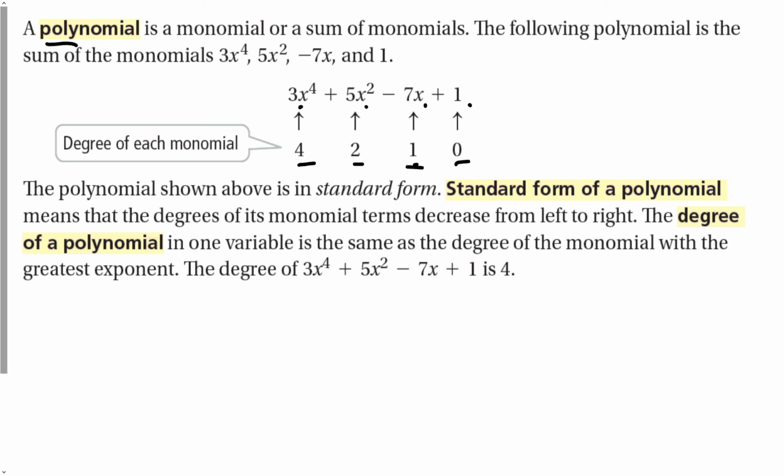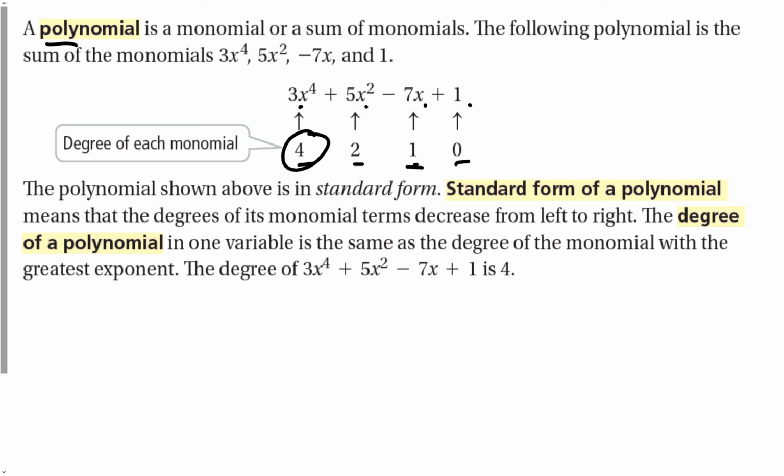The degree of a polynomial in one variable, and that's pretty much what we're going to focus on in this chapter. So we're going to focus on polynomials with one variable, is the same as the degree of the monomial with the greatest exponent. So the degree of this polynomial with these four terms would be 4, because that is the degree of the biggest term.